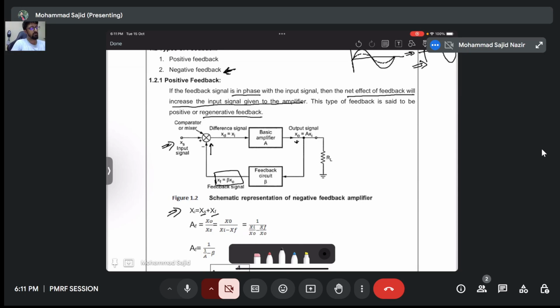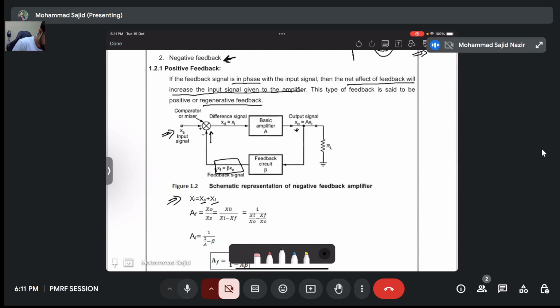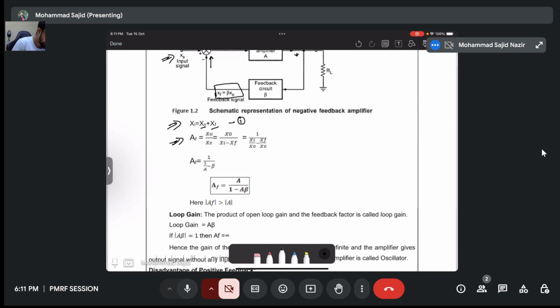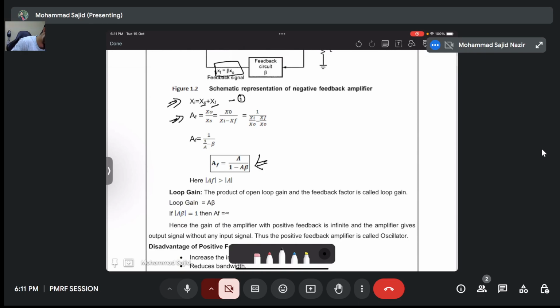Now if I want to calculate the gain of the total circuit, comprising the feedback network, I should write Af as x naught by xs, and from the first equation I can write xs as xi minus xf. So I take x naught in the numerator, and I can write 1 divided by xi by x naught minus xf by x naught, and we arrive at this equation.